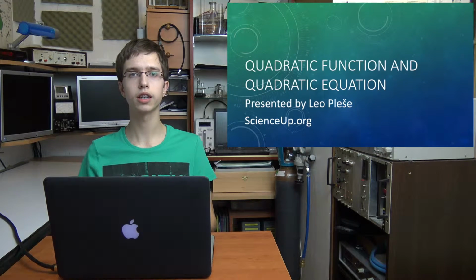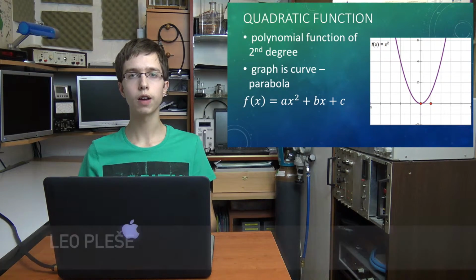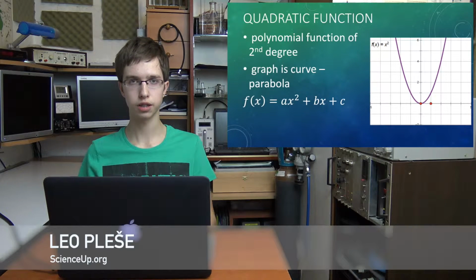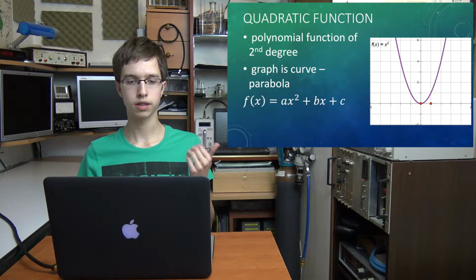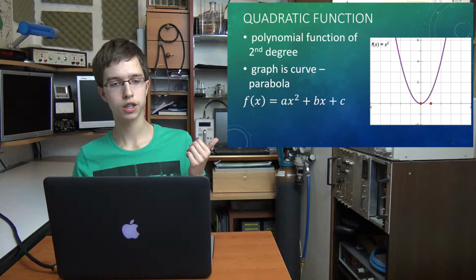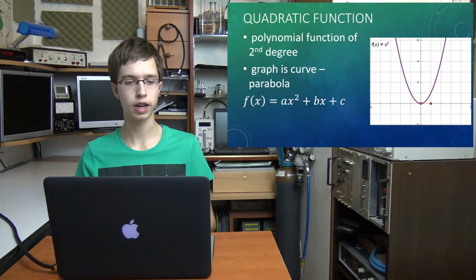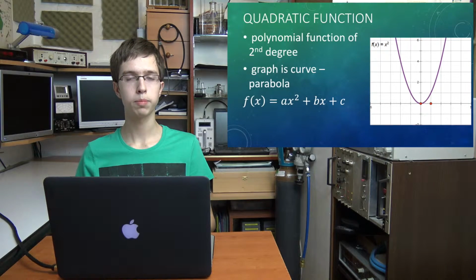Today we're going to talk about quadratic function and quadratic equation. Quadratic function is a polynomial function of second degree. And its graph is a curve, a parabola, as we can see in this xy coordinate system, where we have this simple example of a quadratic function, f of x is x squared. And a quadratic function has this general form: f of x is a times x squared plus bx plus c, where a, b and c are all real coefficients.